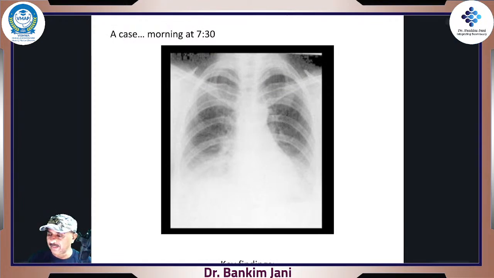This is definitely a PA view, no doubt about it. Look at the clavicles, right? That is fine. The X-ray was taken correctly. Scapulas are not seen in the lung fields, and we can see the anterior portion of the ribs very clearly. So things are pretty fine, right? There is no error. See the anterior ends, we can see them nicely. Okay.